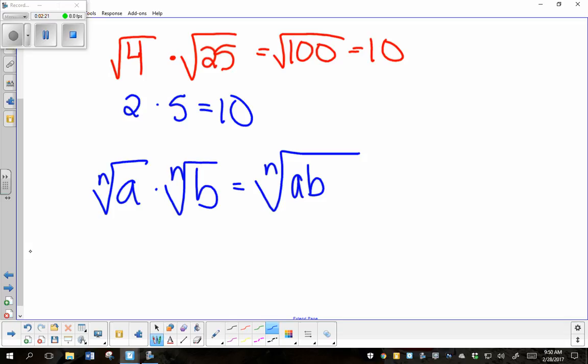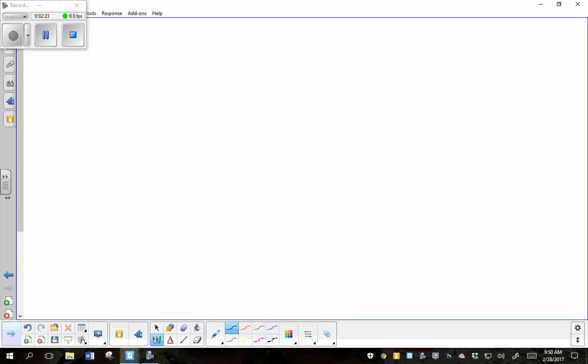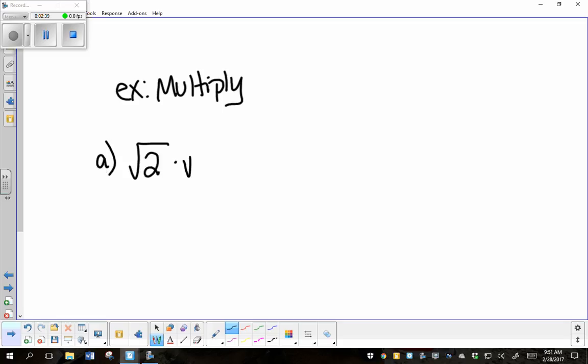Alright, so our first example, we are going to just multiply. The instructions just say multiply. So our first one is going to be the square root of 2 times the square root of 7.